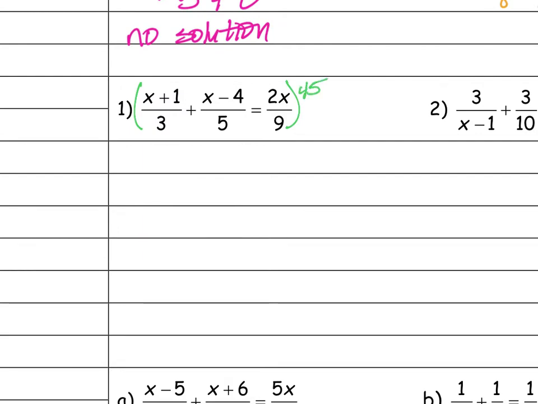So 45 is my common denominator. I'm going to distribute 45 through, right? I can write it out like I have been writing it out, with the fraction. Or I can do this. I want you guys to pay attention because I'm going to take a shortcut. How many times does 3 go into 45? I don't know.